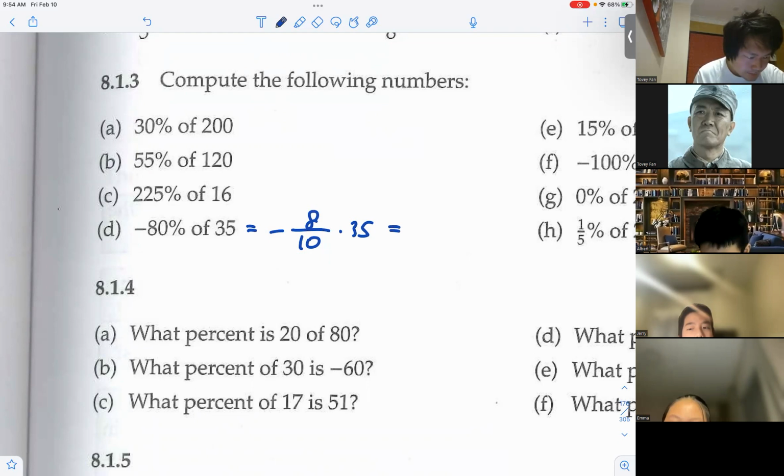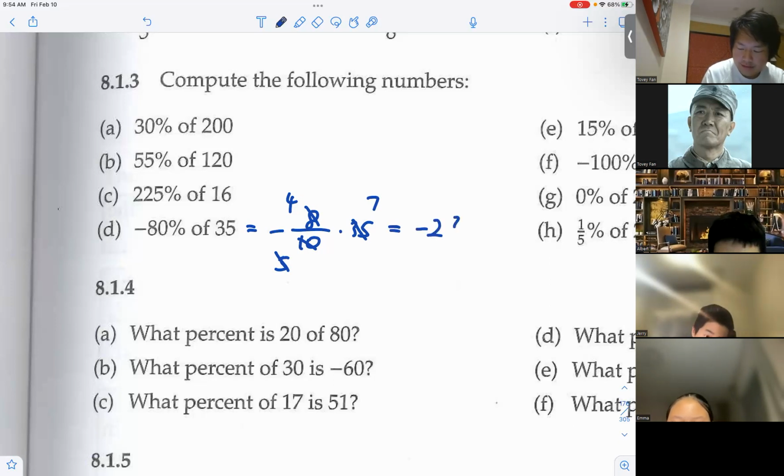We simplify. So then it'd be negative 4/5. So 4/5, and then now 35 and 5. Good. They can both be divided by 5. So it'd be 4 times 7. Yeah. So the answer is 28. Yeah, negative 28. You see?